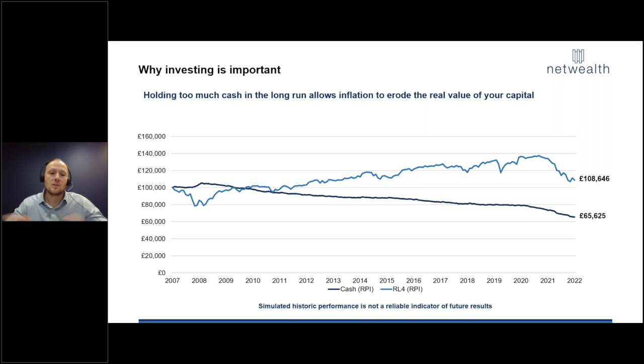So it's really in the long run that investing benefits you, and we'll come on to later strategies for getting invested if you're holding cash at the moment and you're a bit nervous about particular timing. But generally, when investing, it is to benefit from a real return in the long run.